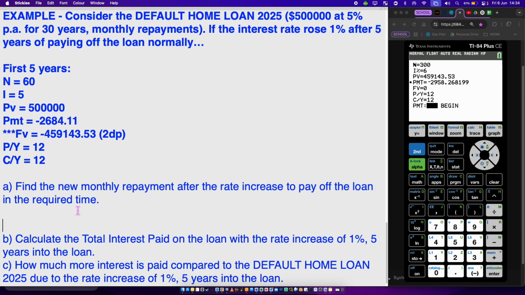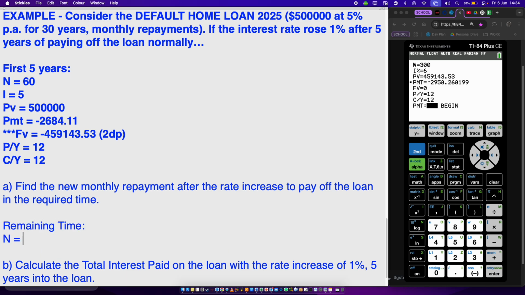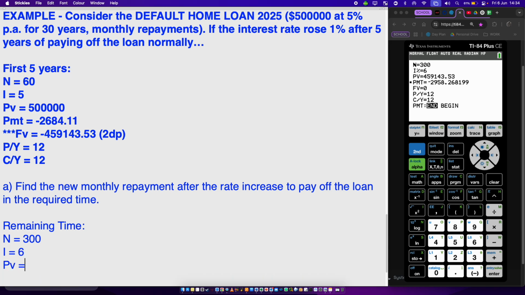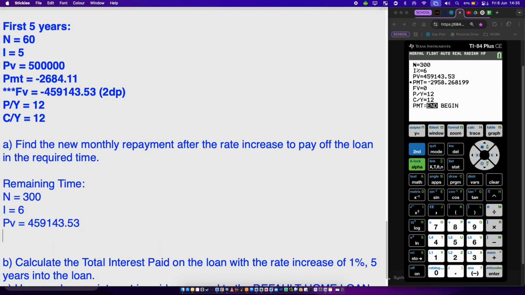So this is the working out for A. Remaining time, N equals 300. The interest rate is now 6. PV was the $459,143.53 that I got the debt down to. We solved for PMT. That went up to negative $2,958.27 to 2 decimal points.